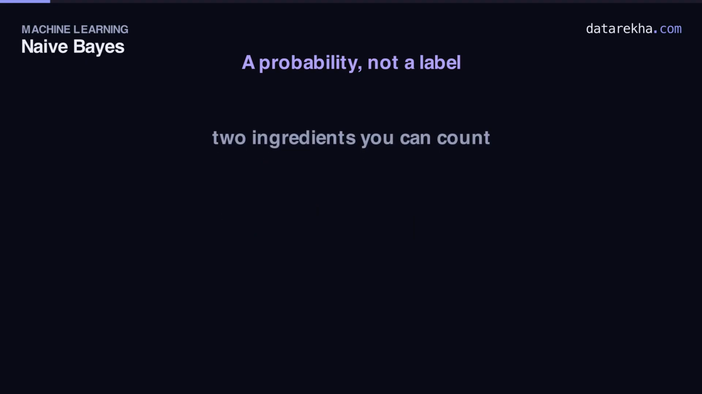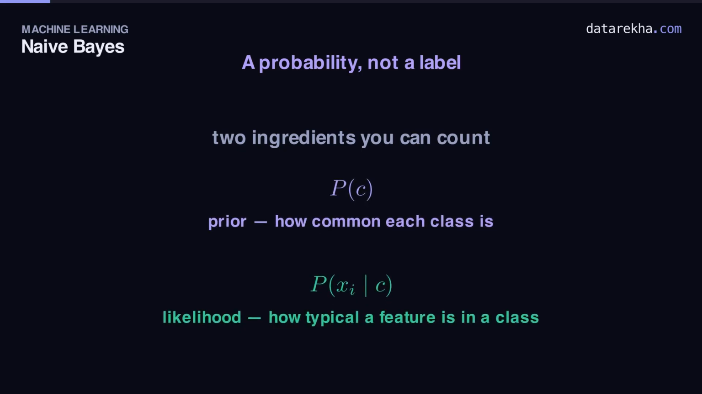Naive Bayes builds those probabilities from two simple ingredients you can count straight off a pile of labeled emails: the prior, how common each class is, and the likelihood, how typical each feature is inside a class. That, plus one bold assumption, is the whole method.